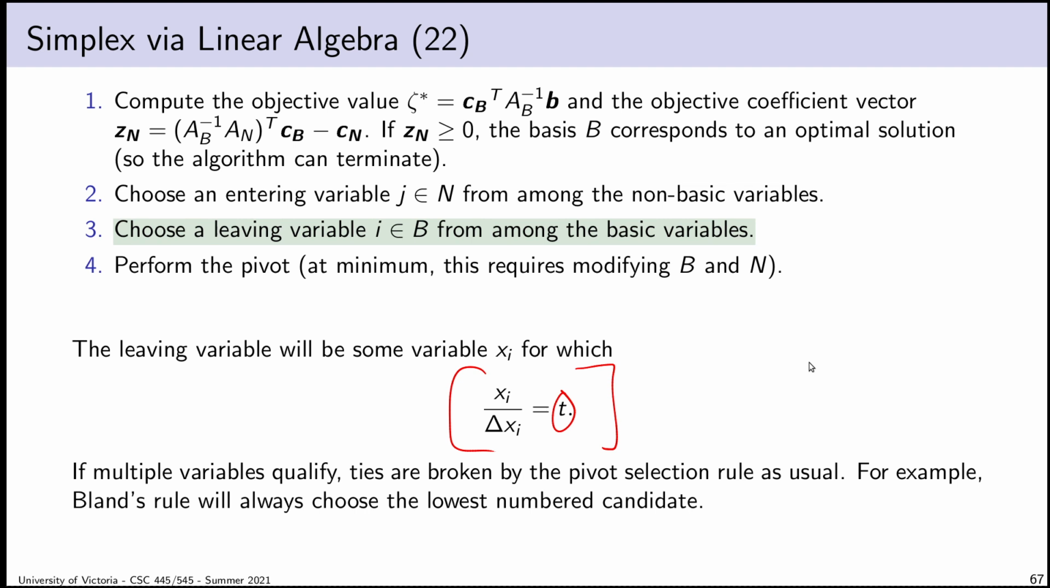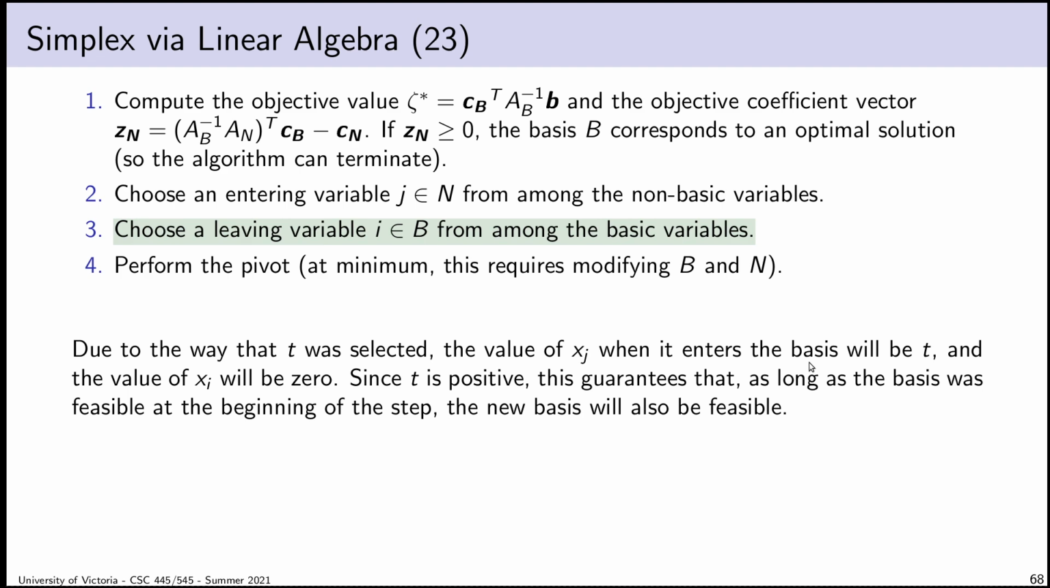And I have to be a bit vague here because we know that more than one basic variable could be tied as a leaving variable candidate, and how to resolve the tie depends on the pivot selection rule. So if multiple variables happen to have this property, then the pivot selection rule determines which one to choose. Bland's rule, of course, would always choose the lowest numbered candidate.